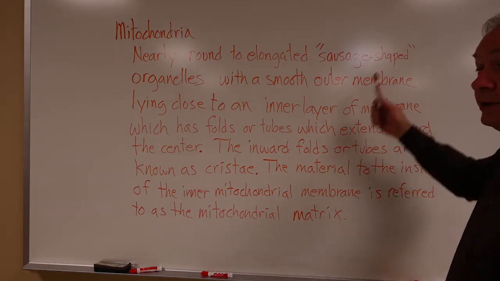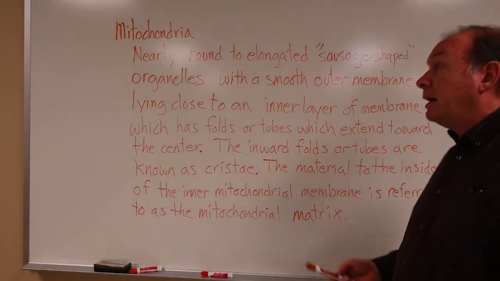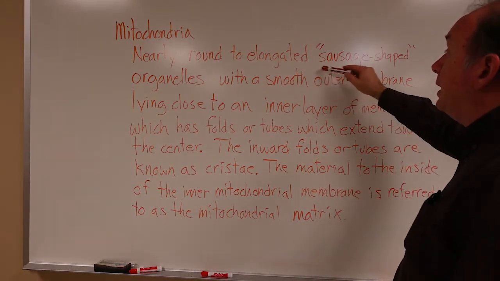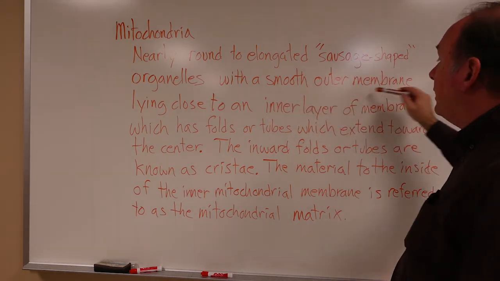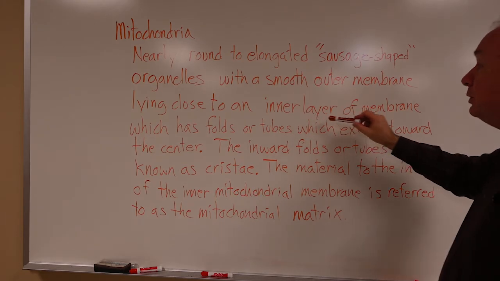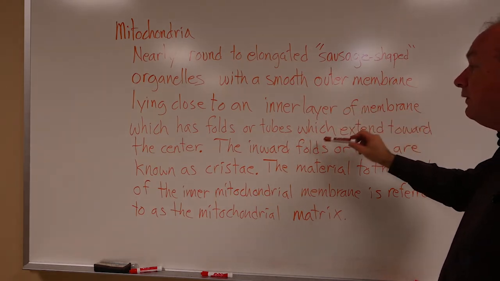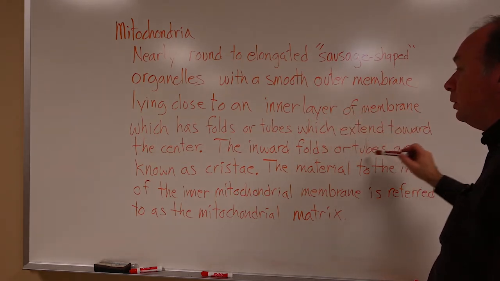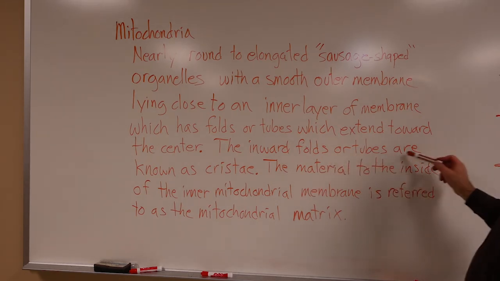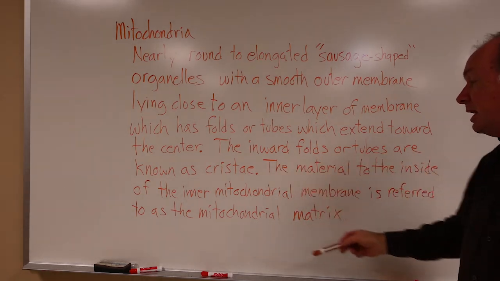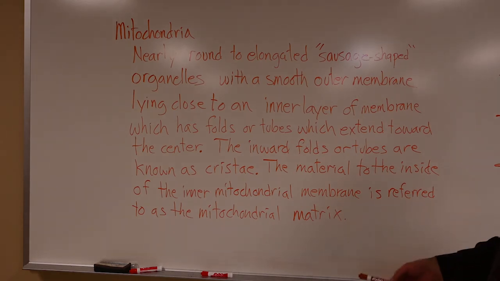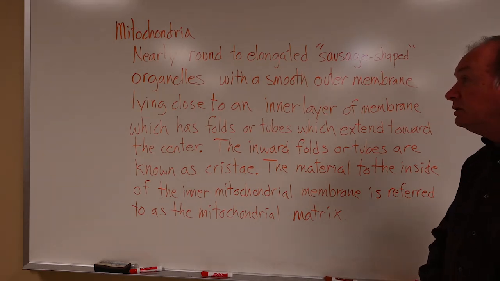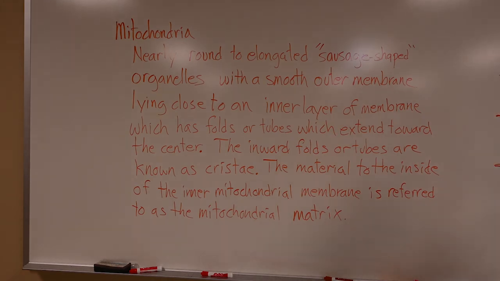Here's a brief written description of the structure of a mitochondrion. Nearly round to elongated, sausage-shaped organelles with a smooth outer membrane lying very close to an inner layer of membrane which has folds or tubes which extend toward the center. The inward folds or tubes are known as cristae. The material to the inside of the inner mitochondrial membrane is referred to as the mitochondrial matrix. So that's what we just described a minute ago.